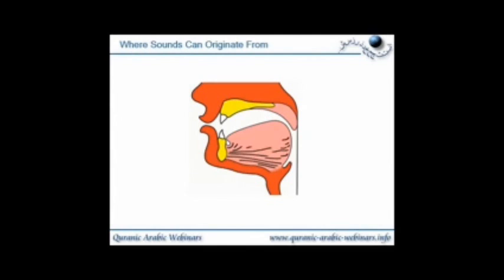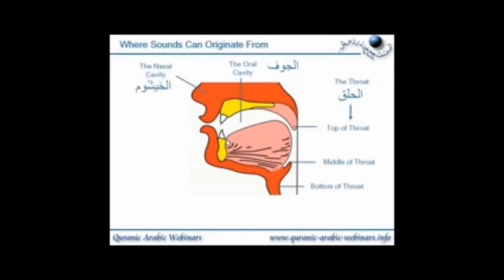A recap here of where the sounds can originate from. The first place is the throat, known as al-halq, and we divide the throat into three portions: the bottom of the throat, the middle of the throat, and the top of the throat, the very uppermost part of the throat. Then we have what's known as the oral cavity, i.e. the space in your actual mouth, and that's known as al-jawf. And then we have the nasal cavity, i.e. the air passage in your nose going to the back of your throat, known as al-khayshum.